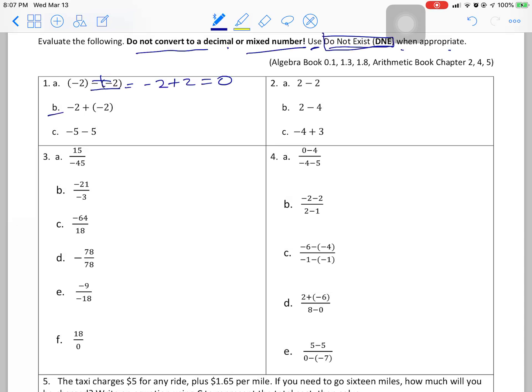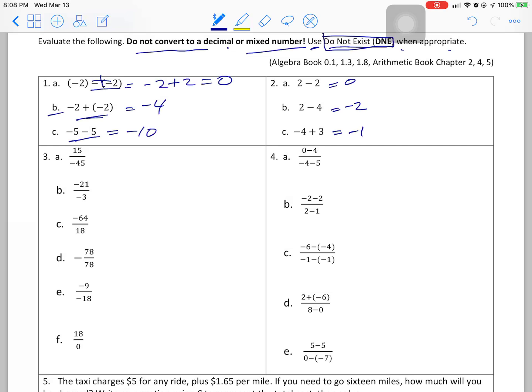-2 plus a -2 makes a -4. -5 plus a -5 is a -10. That's the same thing as this up here. Okay? Positive 2 minus 2 is 0. 2 minus 4 is -2. This is a -1. Use your calculator if you need to.